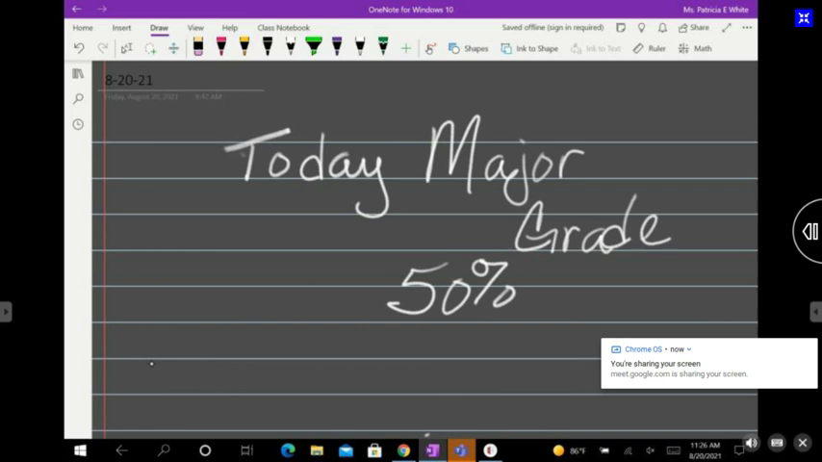Okay, we're going to go to Google Classroom. There's a plus button in the right-hand corner. That's where you add. It'll ask you for this class code.